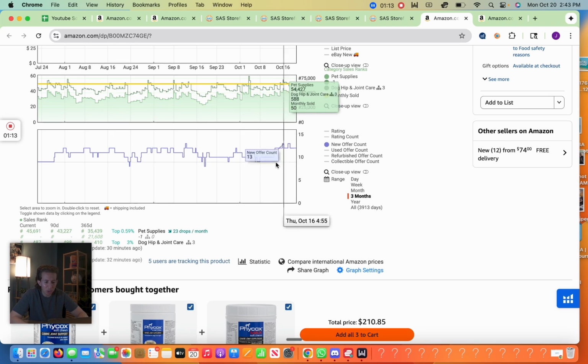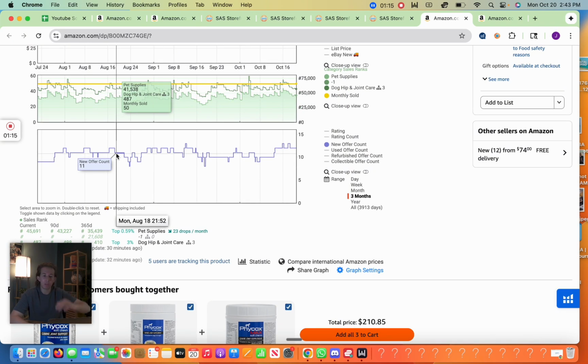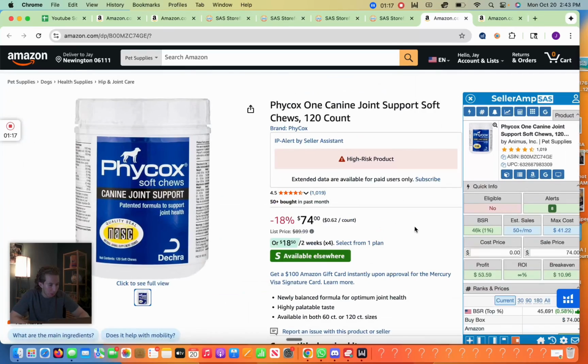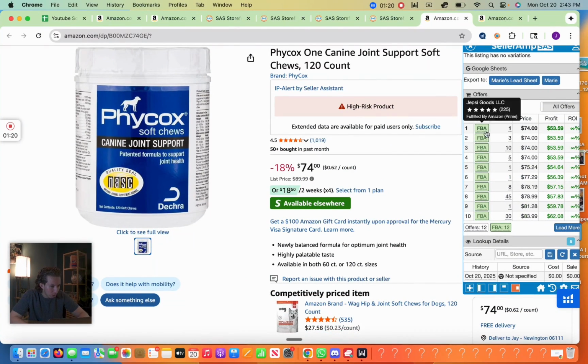And then the seller count stays around 12, 13, 11. It just stays really, really balanced. So that's a really good sign. Let me go here into the SellerAmp a little bit.